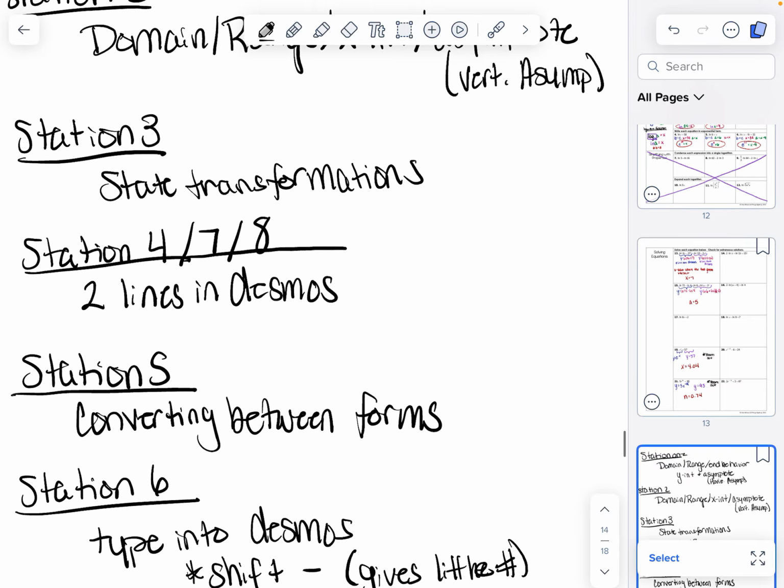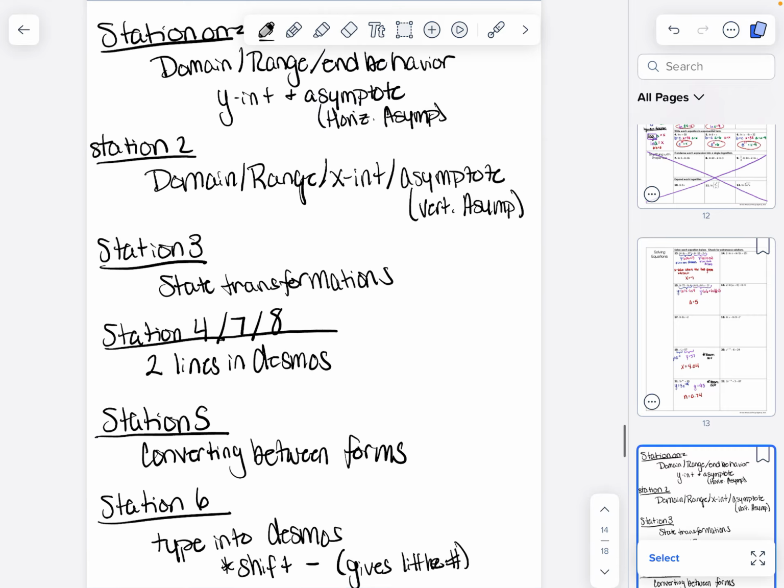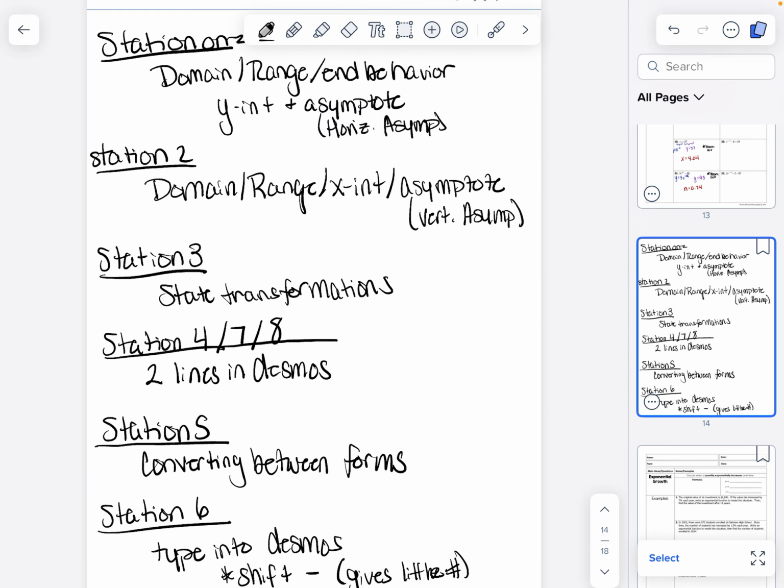So if you want to pause the video so that you can have the directions on the board, all of the directions are also on the station cards out in the hallway. You're going to want to make sure that you get this done by the end of class.